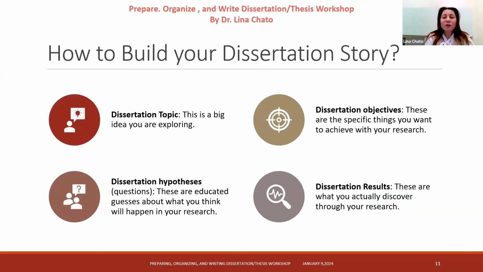So how do you build your dissertation or thesis story? First, of course, you should start with a topic. The topic is the big idea that you are exploring. Then you need to mention the dissertation objectives. These are the specific things that you want to achieve with your research. Your dissertation and thesis also contain hypotheses. These are questions that you guess will lead to research achievements in your field.